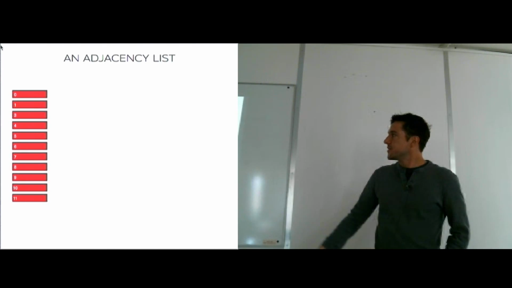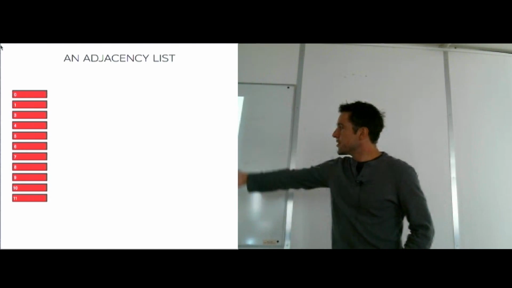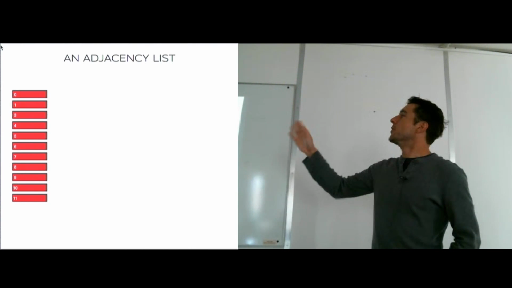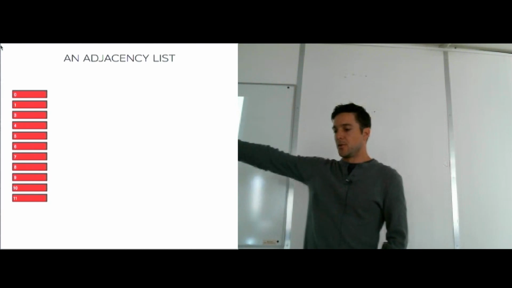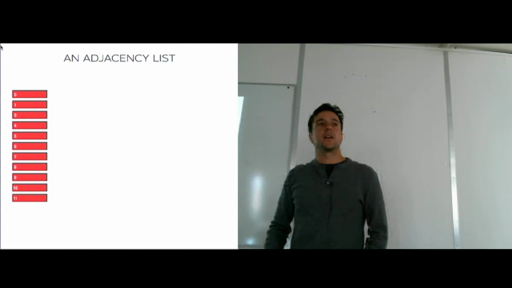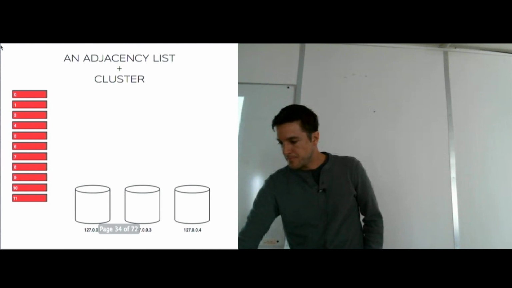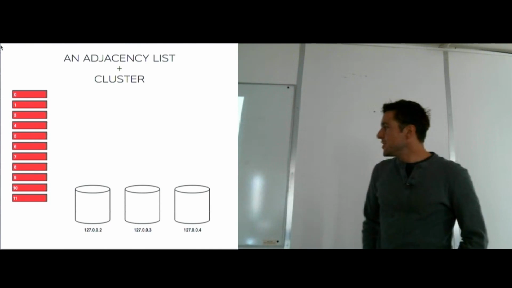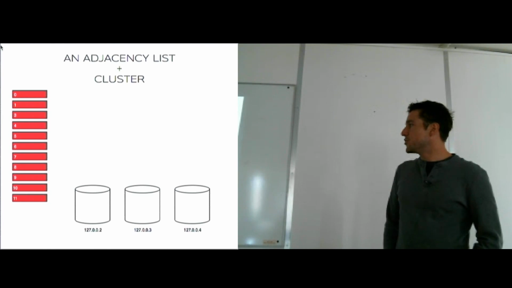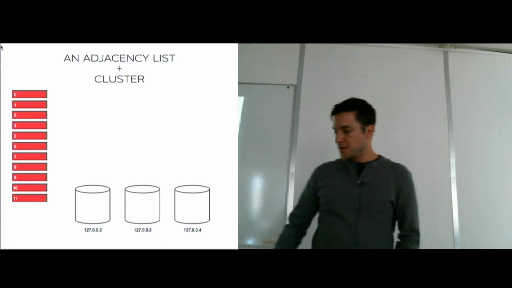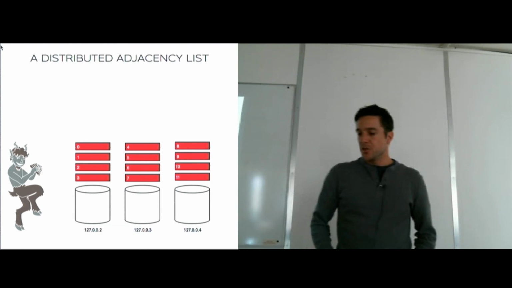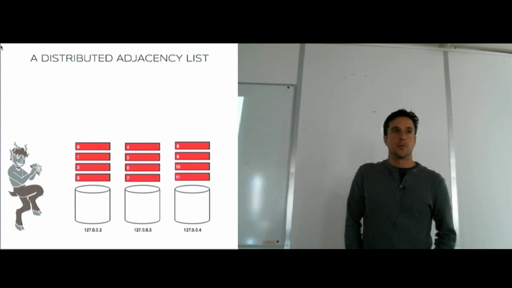So this is an adjacency list. If you think of it like this, you have a bunch of vertices, 0 through 11, and with those vertices, the row columns maintain incident relationships. If you have a cluster of machines, for example, at these IP addresses, so you have an adjacency list in a cluster, you can partition that adjacency list such that it exists on multiple machines.